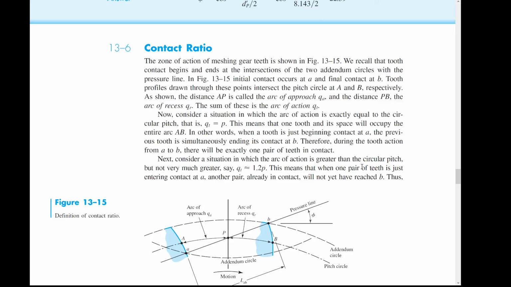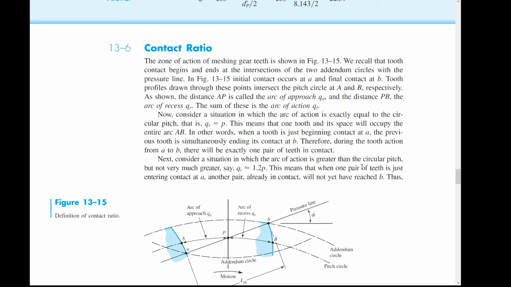The zone of action of meshing gear teeth is shown in 13.5. We recall that the tooth contact begins and ends at the intersections of the two addendum circles with the pressure line in figure 13.5. Initial contact occurs at A and final contact at B. Tooth profiles drawn through these points intersect the pitch circle at A' and B' respectively. As shown, the distance A'P is called the arc of approach.